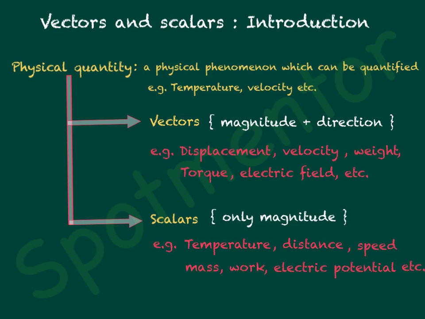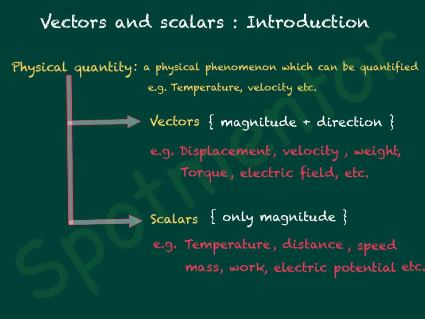To understand it better, let's take the very first two examples that we took. We have temperature here. So if you are asked about the temperature of the room, you'll only say its value, that's 22 degrees centigrade. There is no information about the direction of this temperature. So you can clearly see it's a scalar quantity.